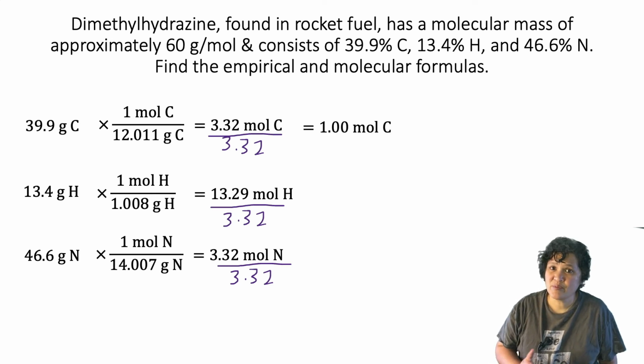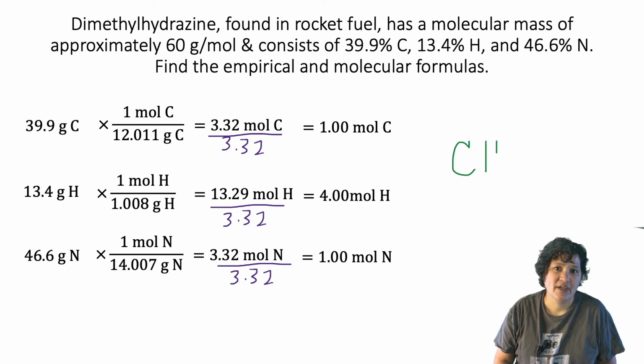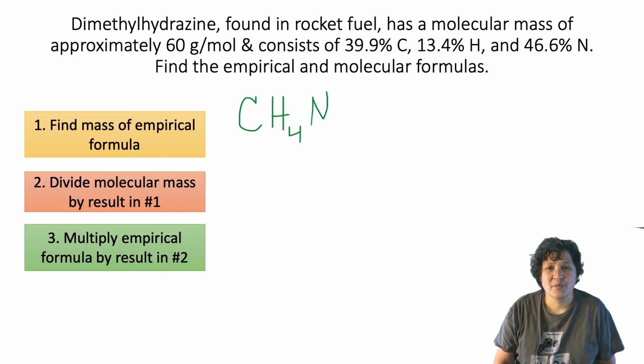We don't have any even numbers here, so we're going to divide by the smallest number, 3.32. This gives us 1 mole of carbon, 4 moles of hydrogen, and 1 mole of nitrogen, an empirical formula of CH₄N. That's our empirical formula. Now we're going to use that empirical formula and the molecular mass to determine the molecular formula.